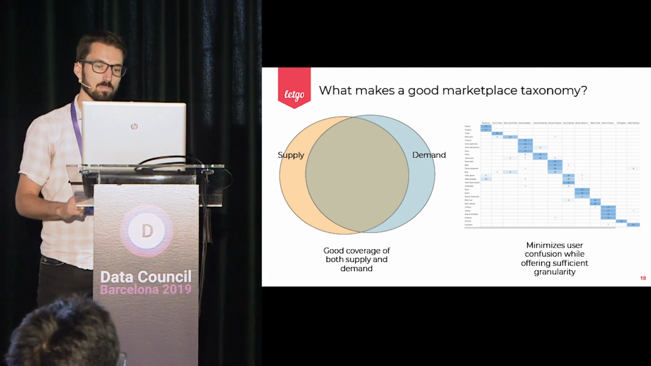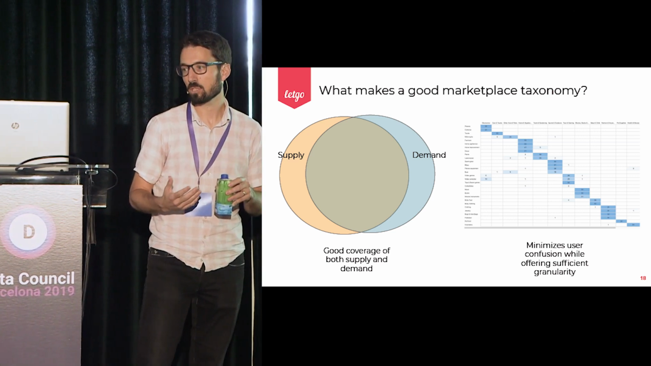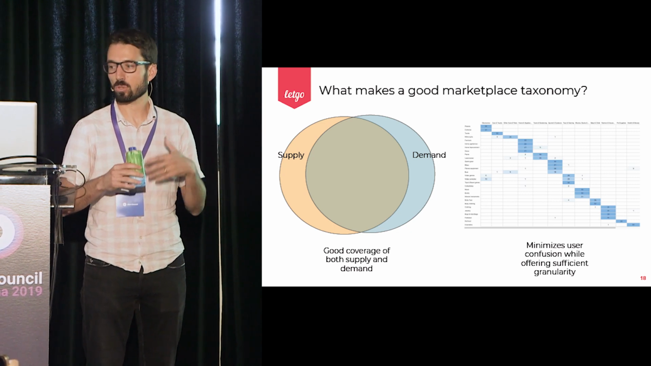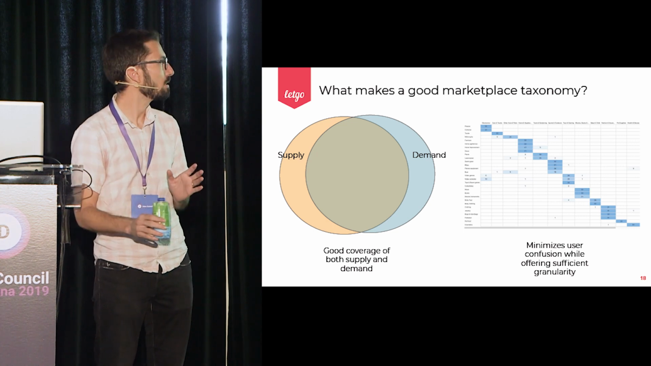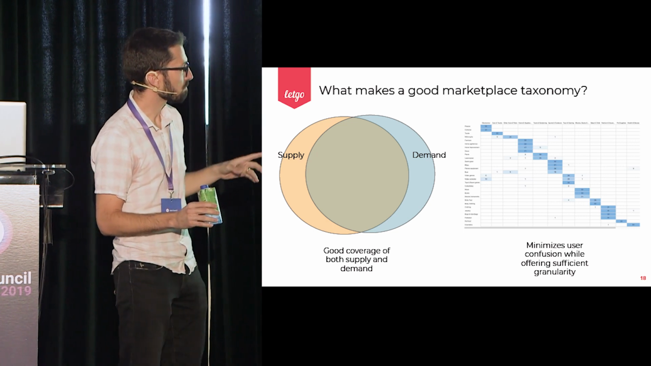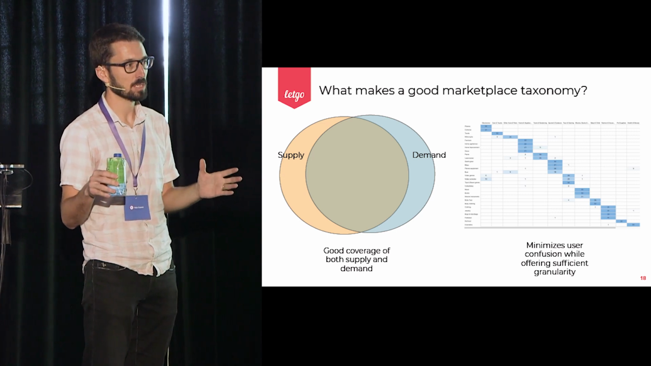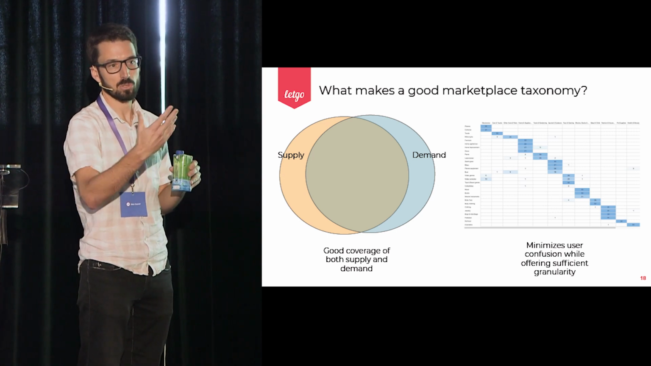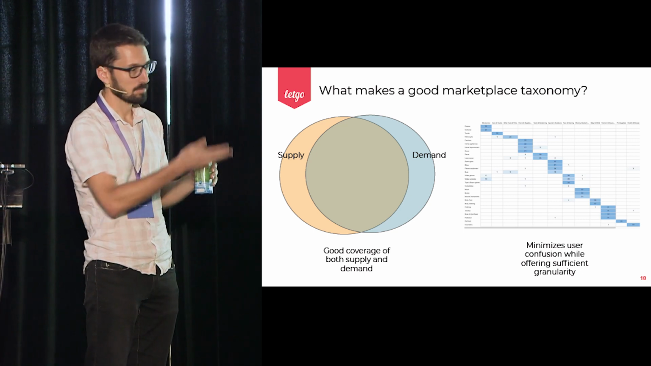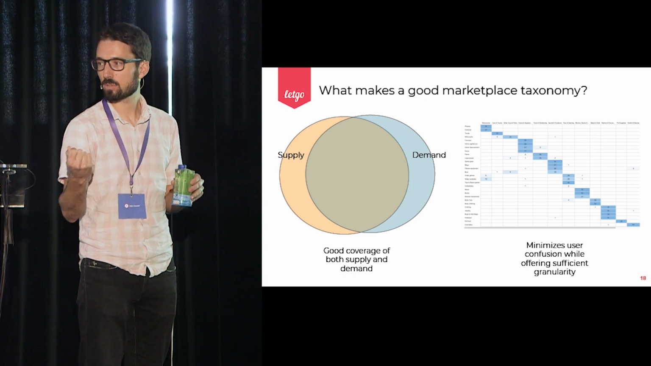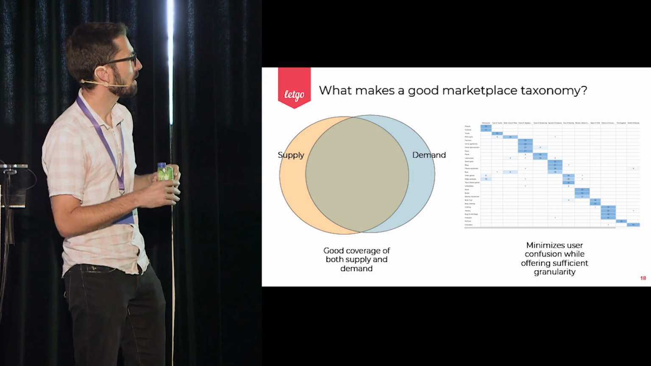On the other hand, it also needs to be user-friendly. One way to measure how user-friendly it is, is to minimize user confusion while offering a sufficient level of granularity. The chart I show is the result of a UX research experiment called card sorting, where you show random users in focus groups your category tree, and you evaluate how easy it is for them to use it through this confusion matrix type representation.